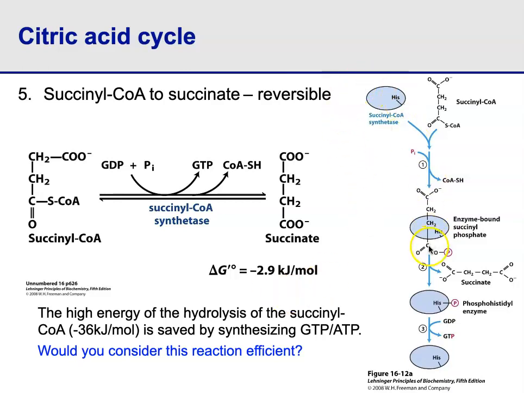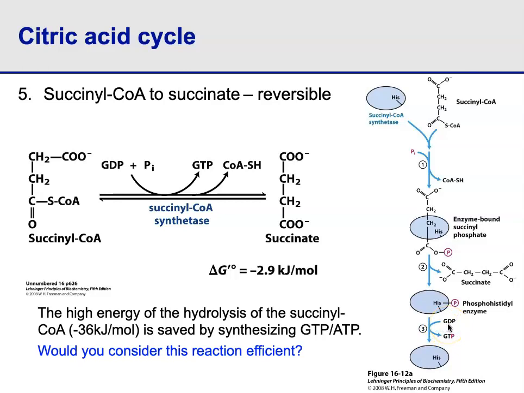This process describes how this happens, and you can see that we have the help of inorganic phosphate that is involved in the phosphorylation of succinyl-CoA. And then the phosphate gets transferred to the enzyme, and then from the enzyme to GDP.